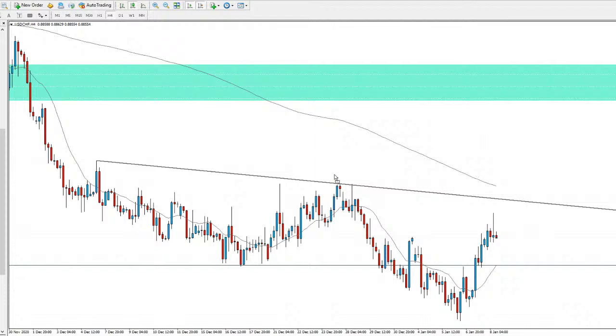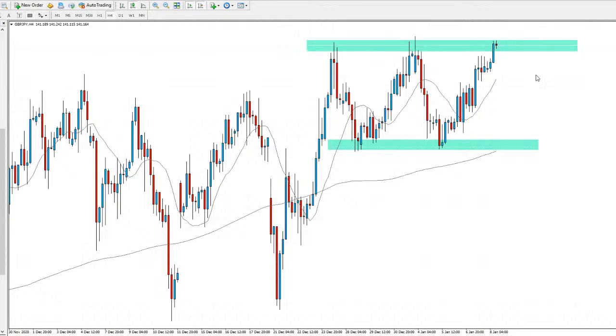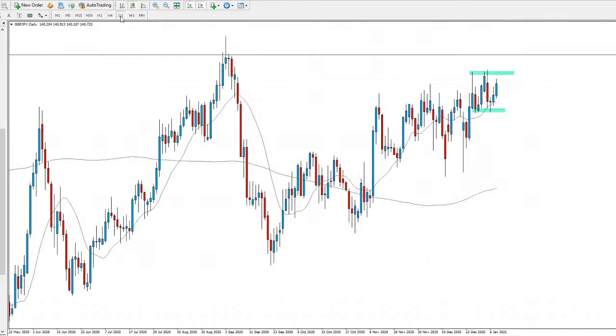Next, I'm going to look at GBP/JPY. Now GBP/JPY is still looking very bullish here. You can see we kind of had this push to the upside, price found support here, found some resistance, so we're kind of ranging a little bit, but I do think we're probably going to break out to the upside now for GBP/JPY.